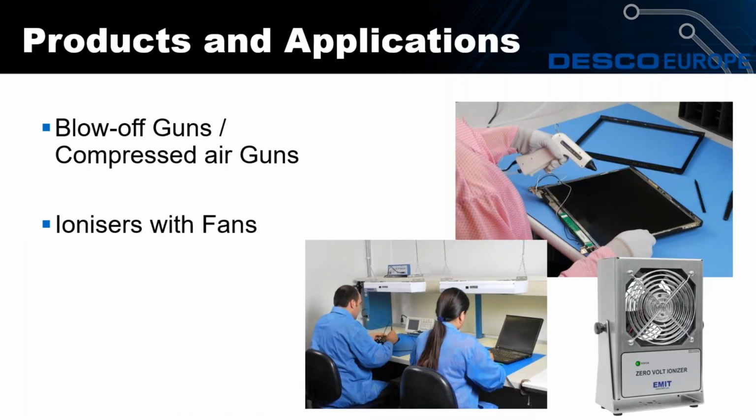So what we'll do now is look at a few products and their applications. We're going to be looking at our blow-off compressed air guns, which use the alternating current technology, and our ionisers with fans, which use our steady state direct current technology.